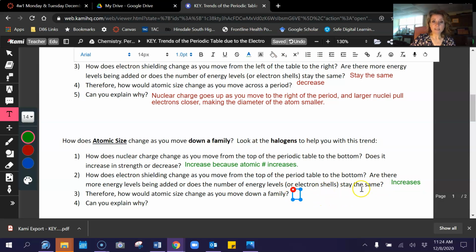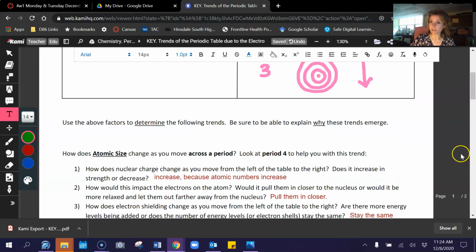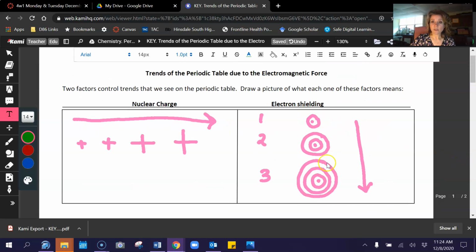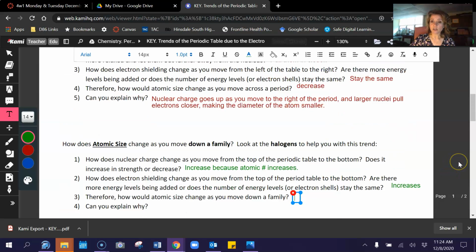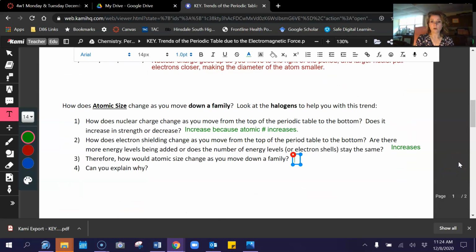Therefore, how does atomic size change as you move down a family? Once again, let's look at this picture. Which of these atoms appears to be the largest? The one with the most rings, because you have to add a bigger and bigger circle in order to accommodate it. So the more rings you have, the larger the atom is. So as you move down the family, atomic size is going to increase. Now, can we explain why? Sure, I just did.